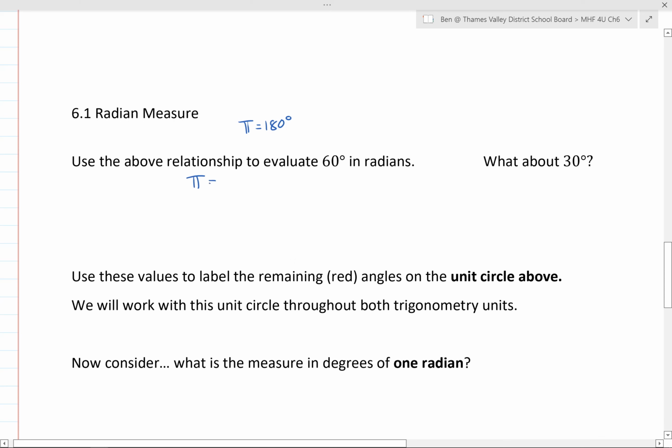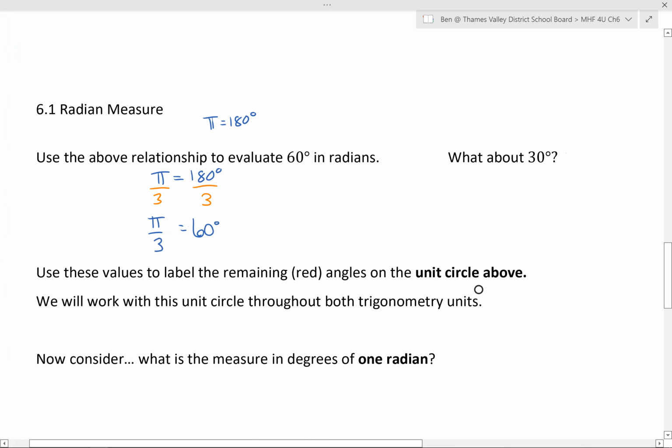Okay, well, if pi equals 180 degrees, then I can divide 180 by 3 in order to find that 60 degrees that I'm looking for. Well, pi over 3 cannot be reduced any further. It's that easy. We're working with 60 degrees on the right, pi over 3 on the left. We'll try that again for 30 degrees.